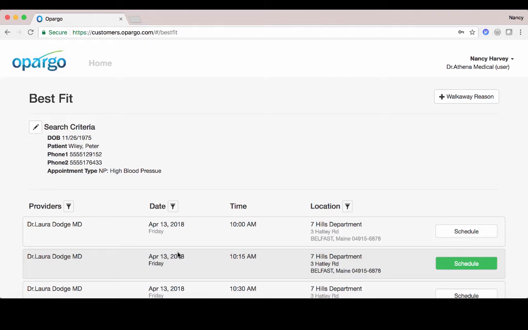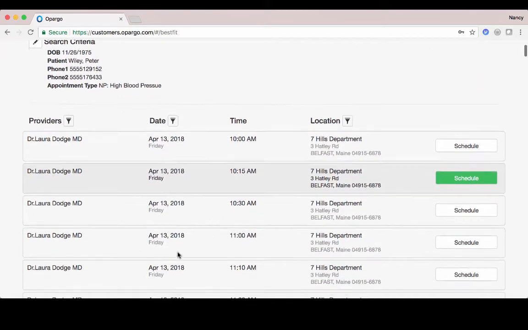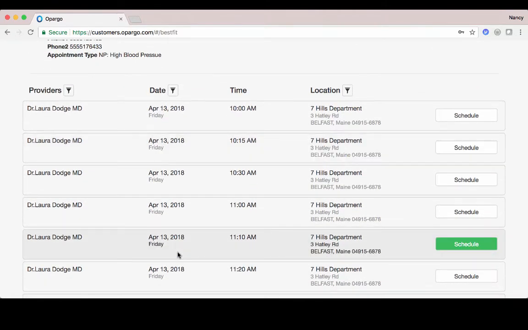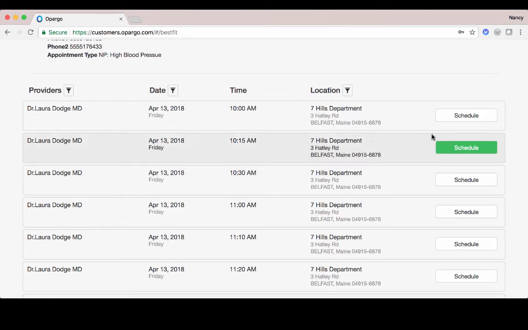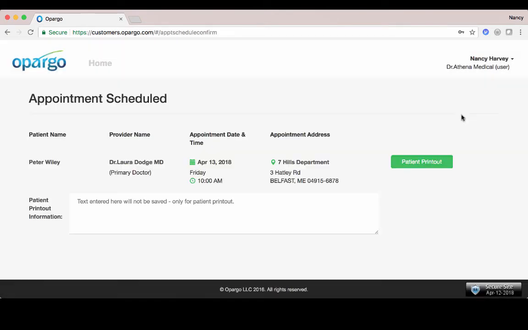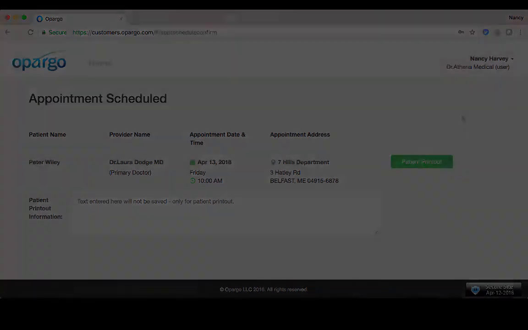Now let's find a time that works for the patient. Patient, we have availability as early as tomorrow morning at 10 o'clock. Will that work for you? You bet. Okay, well let's get that scheduled. The confirmation page is returned by your practice management system once the appointment has landed on its appointment schedule. All of your downstream activity in your practice management and EMR will stay intact because that appointment looks just like you scheduled it in your system to begin with.